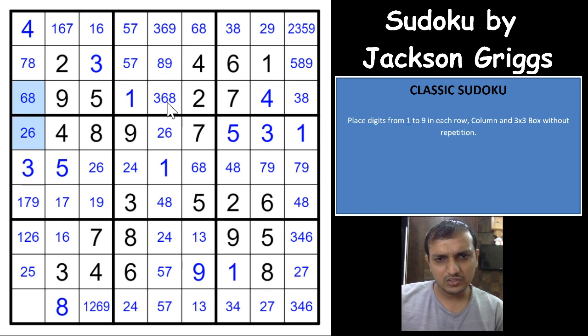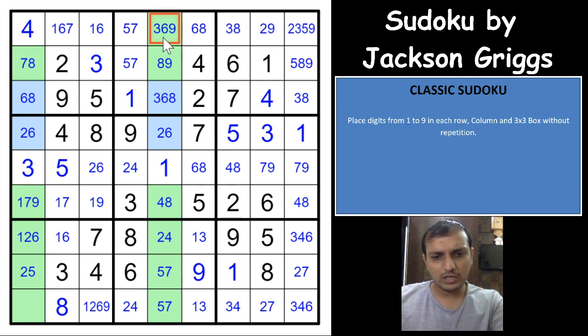So X-wing of 6 here in these two rows, which means if you have a 6 here in this row, you'll have a 6 here in this row. And if you have a 6 here, you'll have a 6 here. So that eliminates all the possibilities of 6 from these green cells, right? That's nice. These green cells cannot have a 6. So you eliminate 6 from this cell, and you eliminate 6 from this cell as well, and this cell as well.